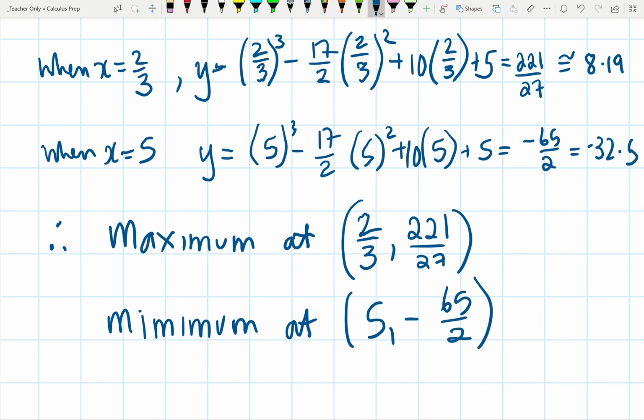And notice the inclusion of the 3 pieces of information. We've got the x coordinate, we've got the y coordinate, and we've got the nature for each point. If you don't include all 3 pieces of that information, then your answer is incorrect.